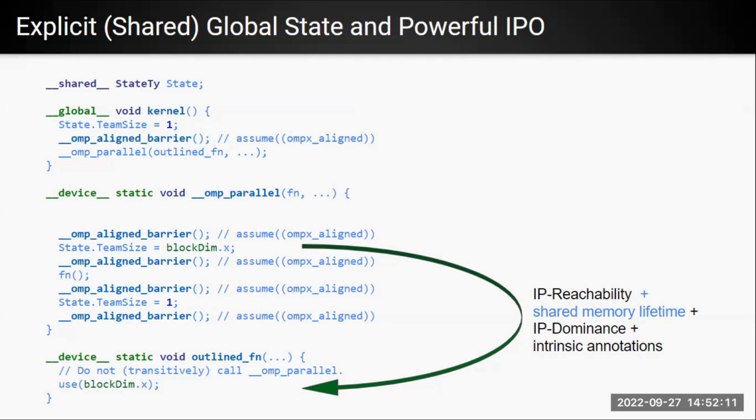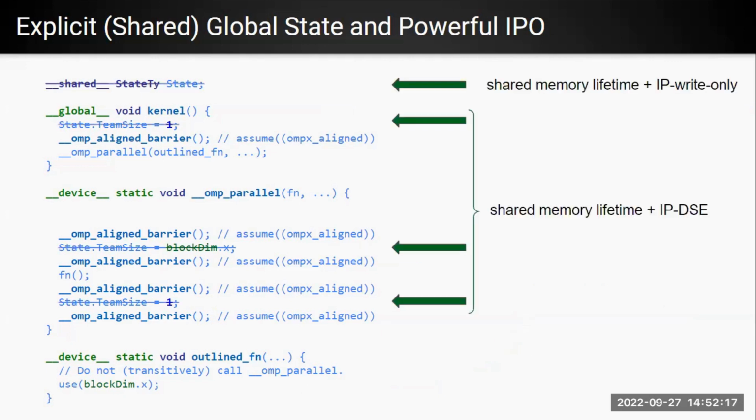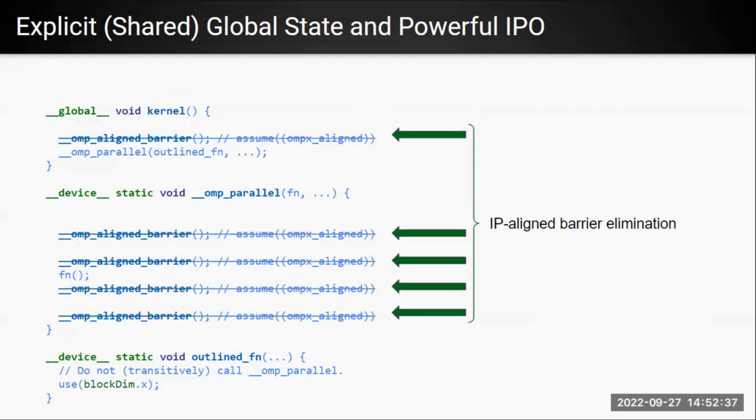Okay, now you probably realized that we eliminated all the reads from team size. We only write to it. We don't need stuff that is only written. Get rid of it, all of it. Now, once we did that, you realize that we have a lot of barriers that are effectively next to each other. So we have aligned barriers that are next to each other. So all the threads will hit them, and there's no code in between. Those barriers are useless. Let's get rid of those.